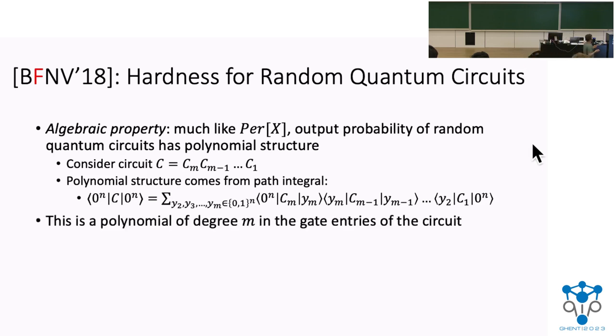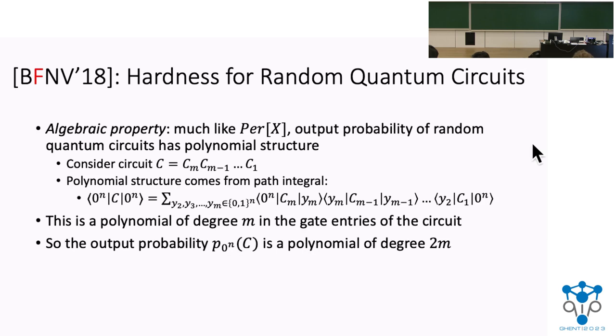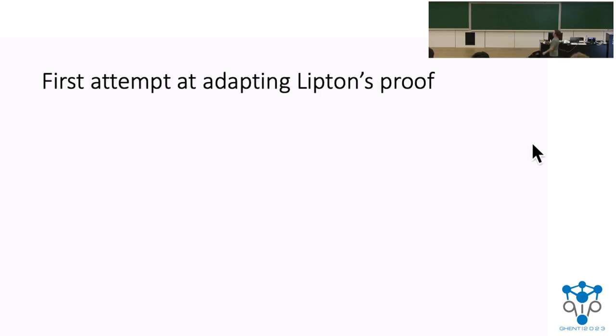Okay, so not surprisingly, this is a polynomial of degree m in the gate entries of the circuit. And so by the Born rule, the output probability, which we were calling P_0 of C, is a polynomial of degree 2m. We just square the amplitude. Okay, so now let's try to use this polynomial structure to prove the average case hardness of computing the output probability of a random circuit very much in the way that Lipton does.